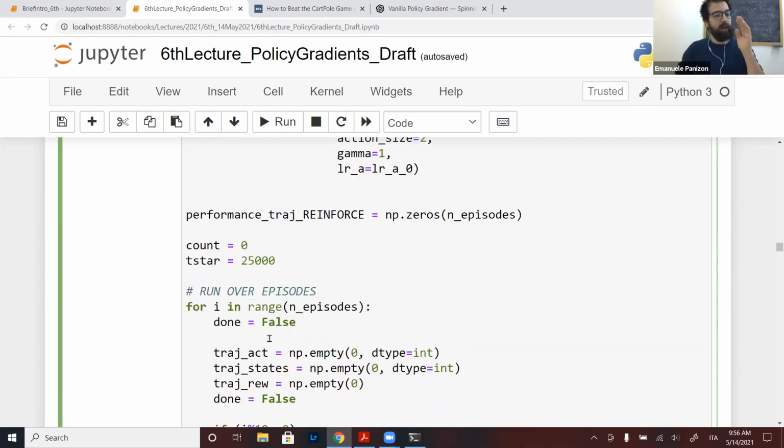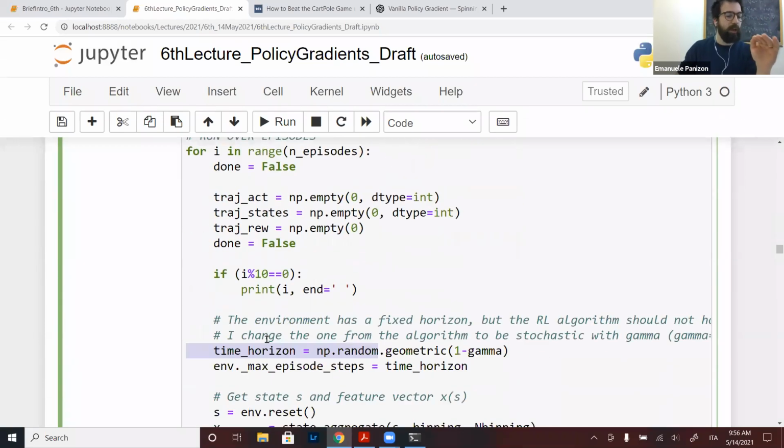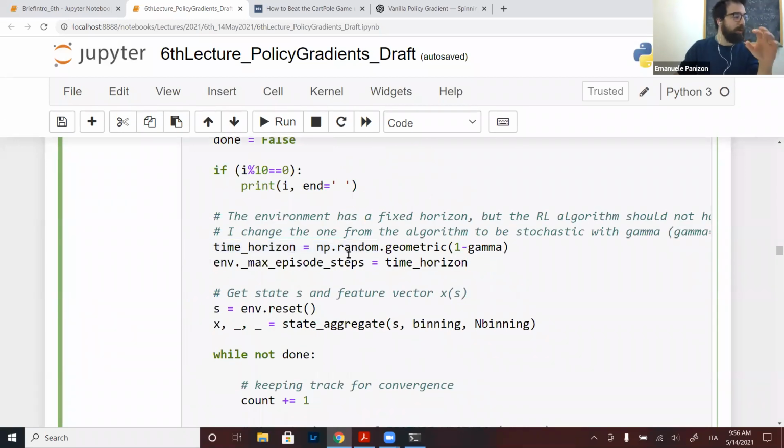So if you do like this, so if you put an episode length which is stochastic and depends on the fact that you have a discount factor, then inside the calculation of the return, you have to put gamma equal 1.